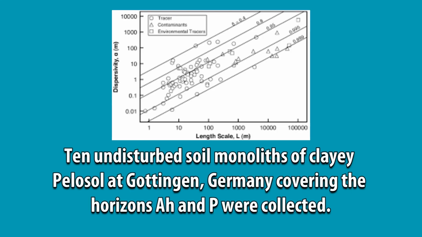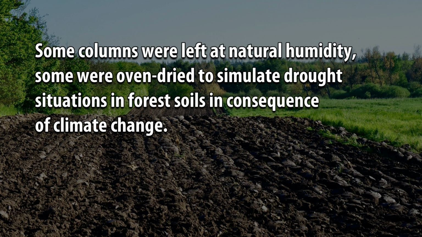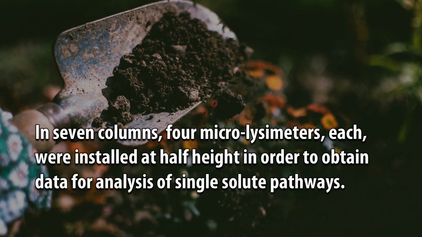10 undisturbed soil monoliths of clayey pelosol at Göttingen, Germany covering the horizons R and P were collected. Some columns were left at natural humidity, some were oven-dried to simulate drought situations in forest soils in consequence of climate change. In 7 columns, 4 microlysimeters each were installed at half height in order to obtain data for analysis of single solute pathways.